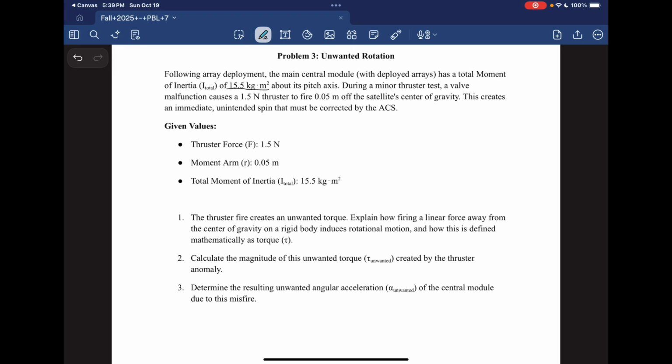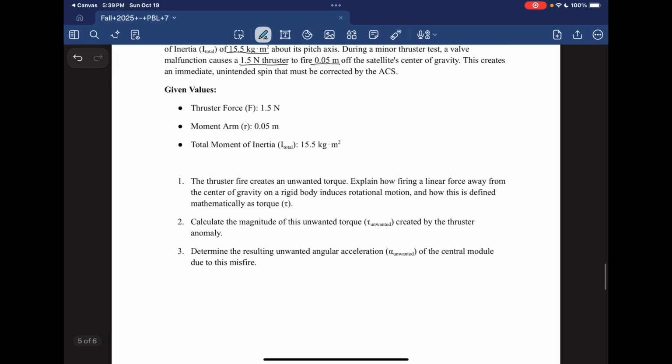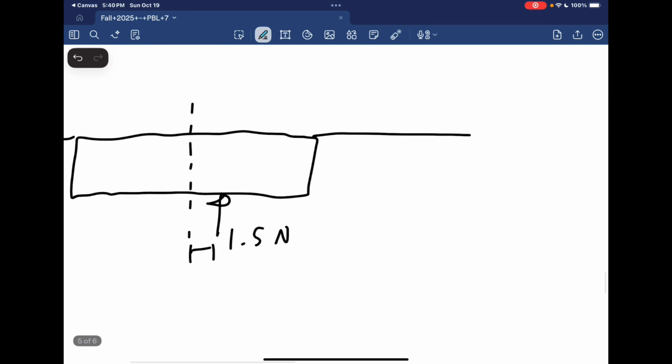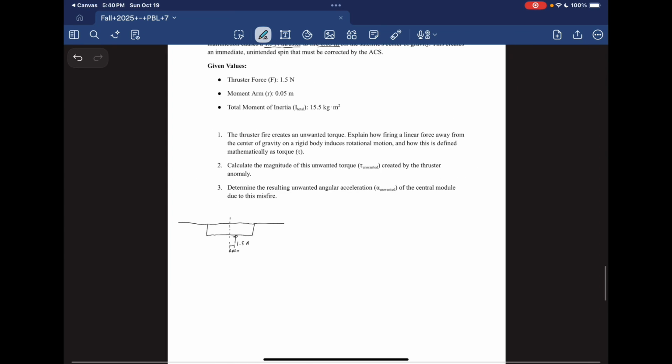For our next problem, we have that the central module, which has a total moment of inertia of 15.5 kilogram meters squared, is fully deployed. And then we have a 1.5 Newton thruster that fires 0.05 meters off the satellite's center of gravity. Let's draw this out down here. So we'll say that here is our overall satellite, and then here are the arrays. So they're fully deployed now. Say that this is the line for the center of gravity, assuming that it's a uniform object. And then right here, there is a 1.5 Newton force applied. And then the distance here is 0.05 meters from the center of gravity.